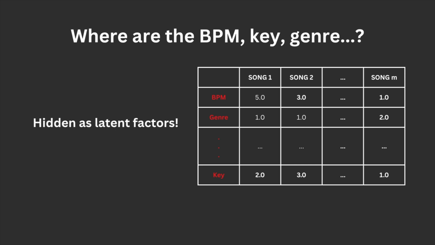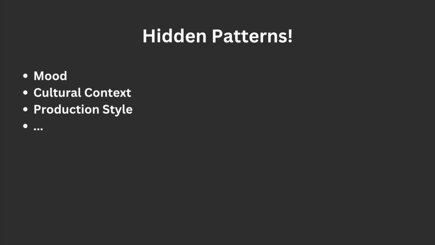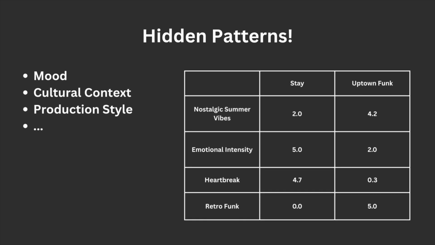Now, you might wonder why go through all of this if you could just compare songs directly by their musical features? Well, here's why. Two songs might have the same BPM, key, or genre, but still feel totally different. Directly matching features ignores hidden complex factors like mood, cultural context, or production style that shape how we perceive similarity. For example, one latent factor might capture nostalgic summer vibes, while another groups songs by emotional intensity.